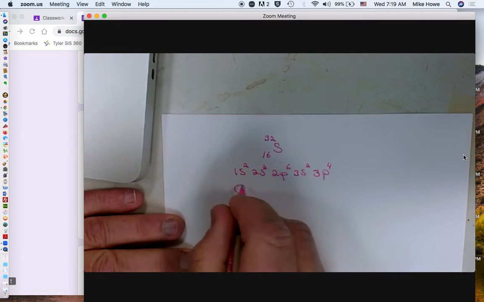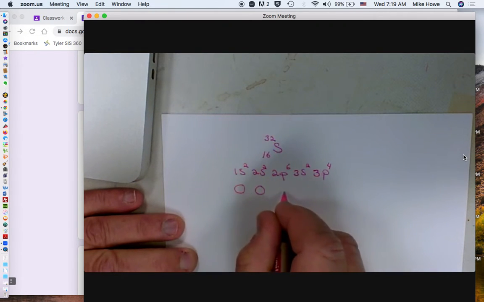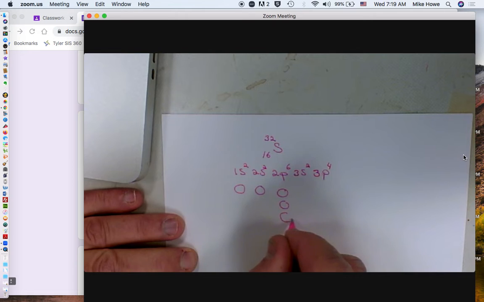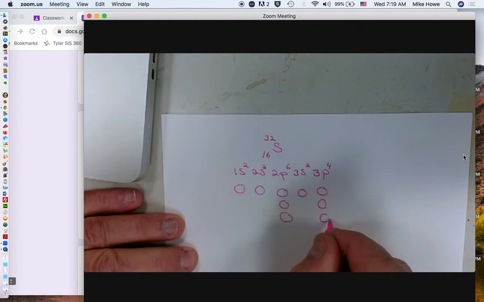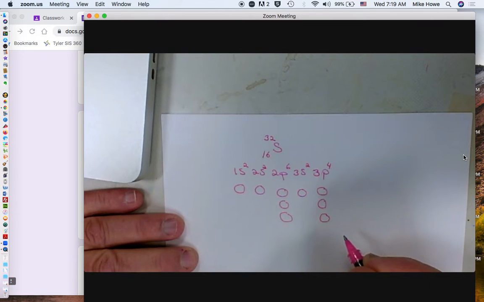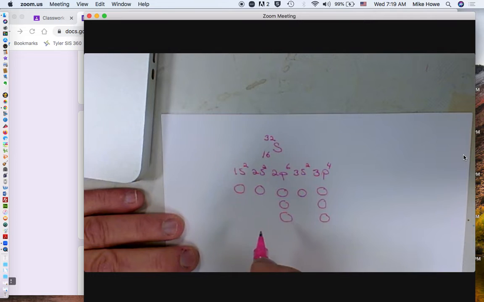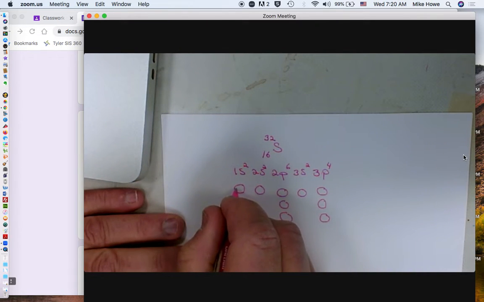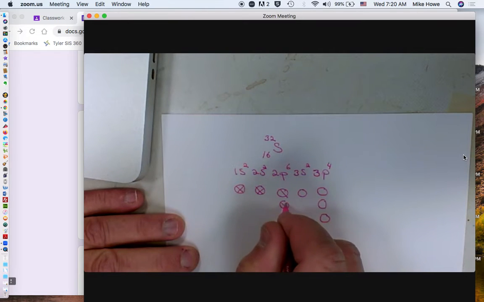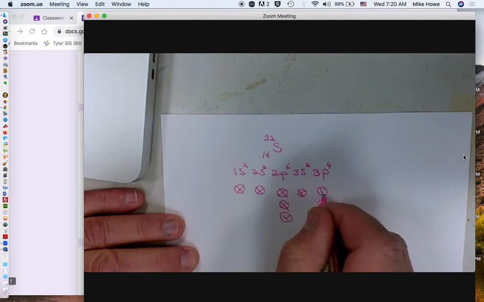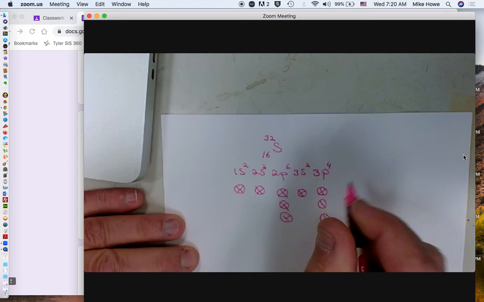Then if we draw in the actual orbitals, remember all the s's have 1 orbital, all the p's have 3 orbitals. And then if we went up to d orbitals, there would be 5, and f orbitals 7. All right, so putting in the electrons for sulfur, we'd have 1, 2, 3, 4, 5, 6, 7, 8, 9, 10, 11, 12, 13, 14, 15, 16.